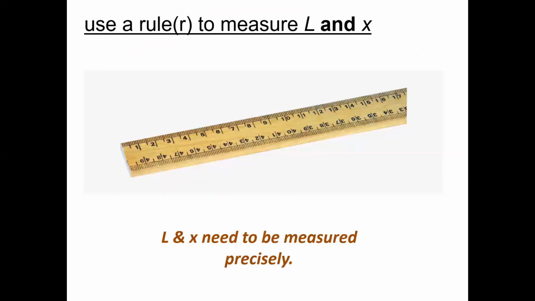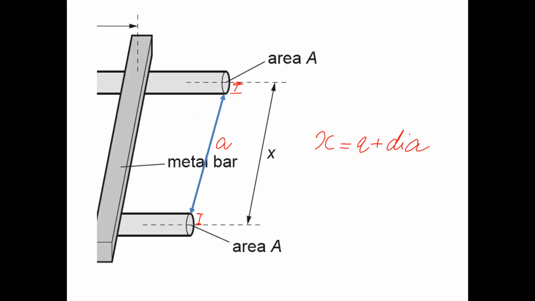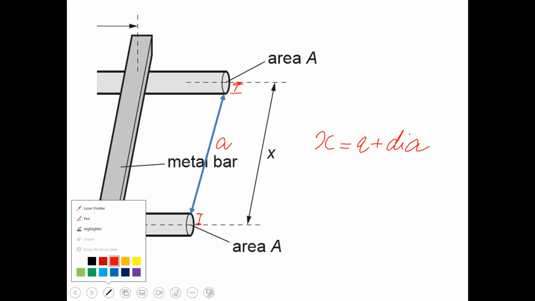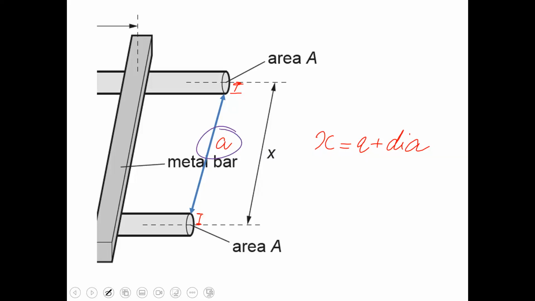I will use a meter rule to measure capital L and X. L and X need to be measured precisely. Here, I'm showing how I can measure the total X. I will measure the small a. If you look at the screen, I will measure this a, and I will add the diameter. This is the diameter. I will measure the diameter and add it to the value of a.